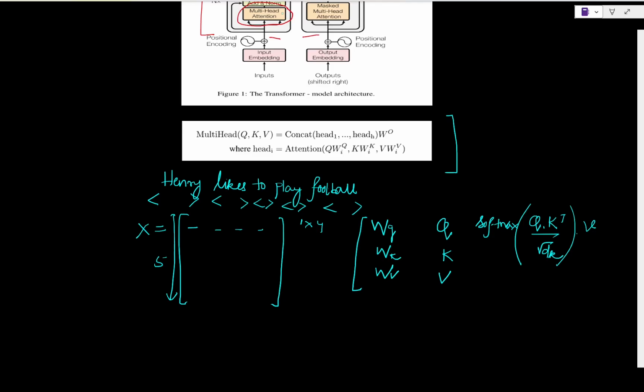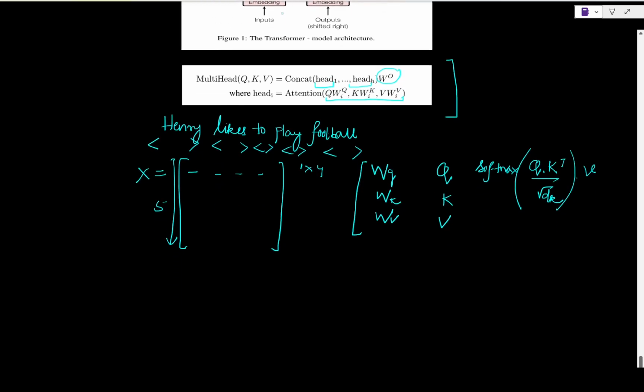Now, the idea for multi-head attention is what they are saying here: concat head 1 up to head h, then multiply it with some additional matrix, where this head i is the result of the attention mechanism applied on this. In other words, the idea is, what if we have multiple projection subspaces? What does that mean?